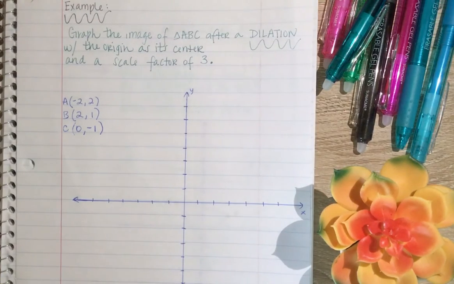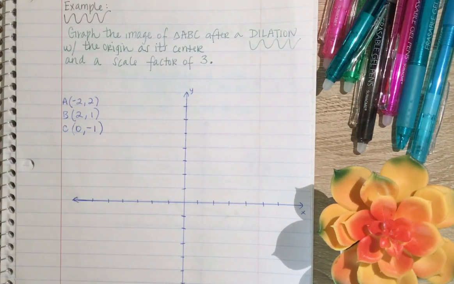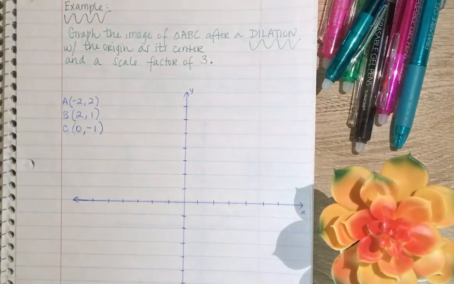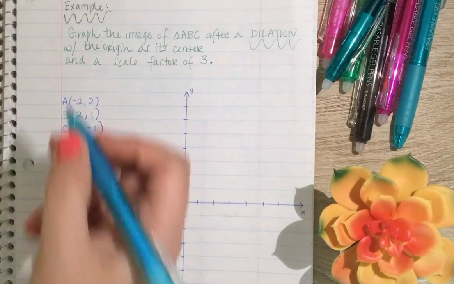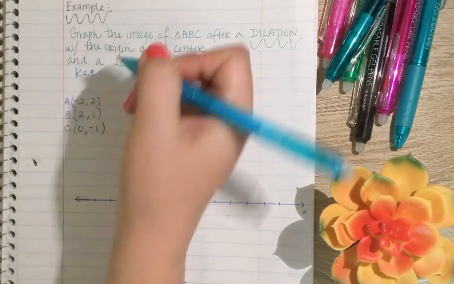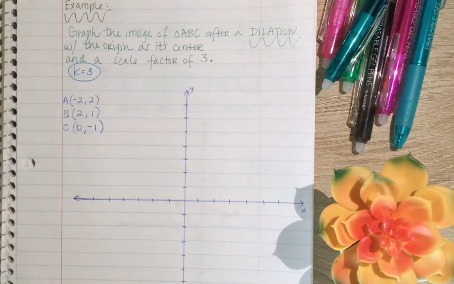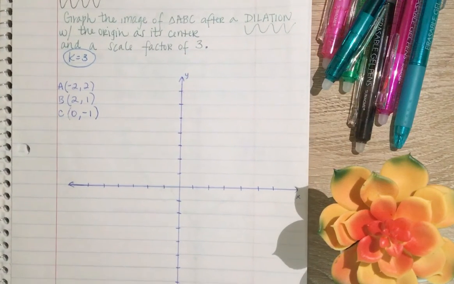It's going to ask you, graph the image of triangle ABC after a dilation with the origin as its center. So we're going to be using our origin the entire time we do dilations, and a scale factor of 3. So in this case, we know that k equals 3. So this is what we are given, and we're given triangle ABC. So we're going to go ahead and graph triangle ABC.